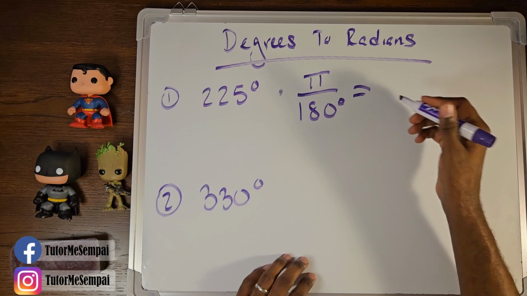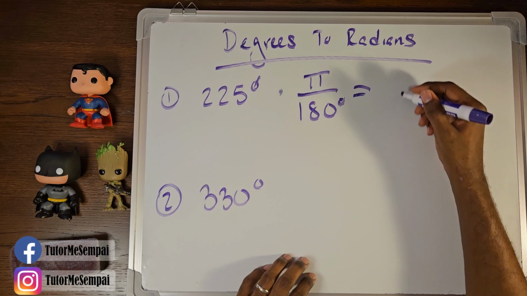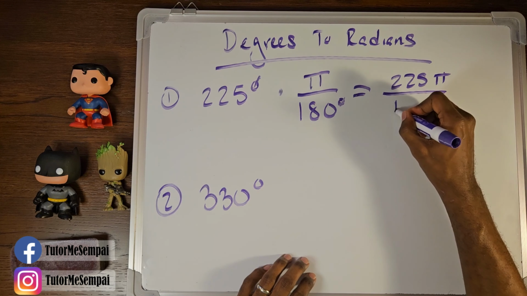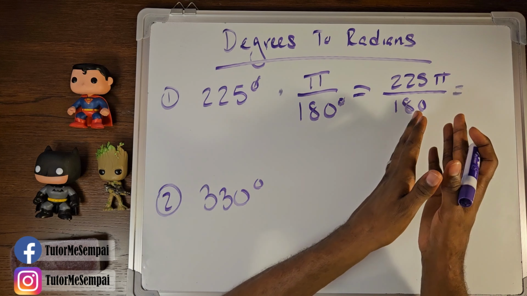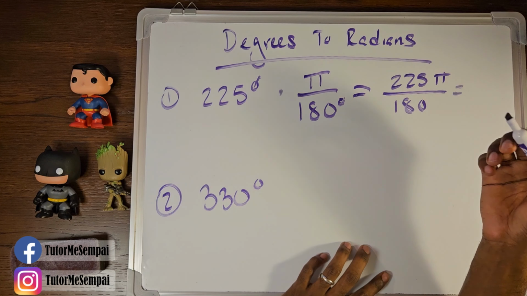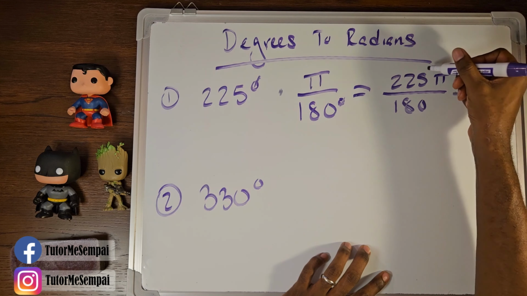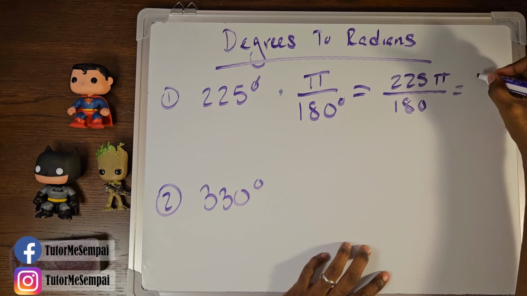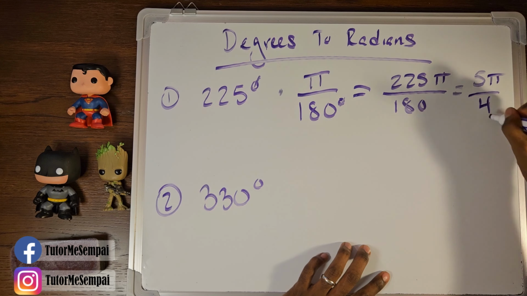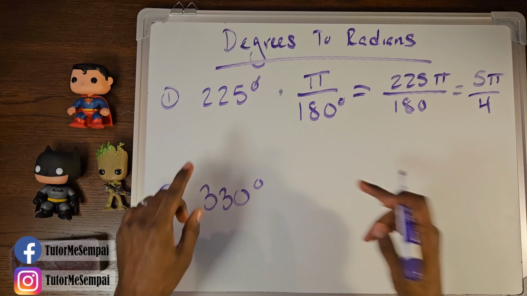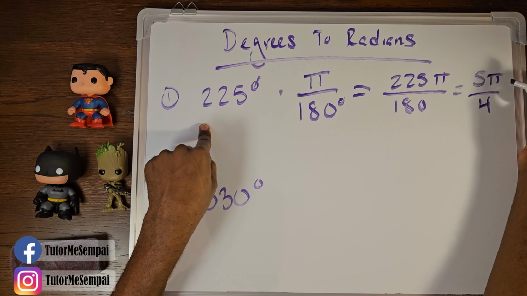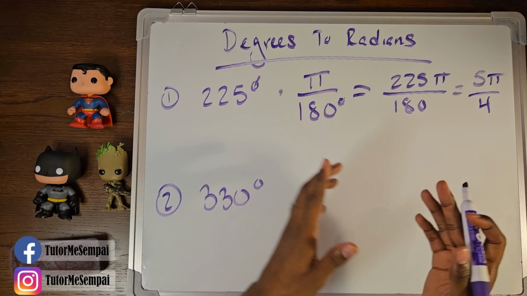Now, we can multiply across, and we're going to cancel out that degree, right? So we're going to have 225 pi over 180. Now we shouldn't actually leave this like this because this can be simplified. If you try to simplify this, you'll notice that you can take out a 45 from the top and the bottom. That leaves us with a 5 pi on the top and a 4 in our denominator. So if we're starting at 225 degrees, through our conversion method, we see that it's actually going to be equivalent to 5 pi over 4 when we convert it to radians.